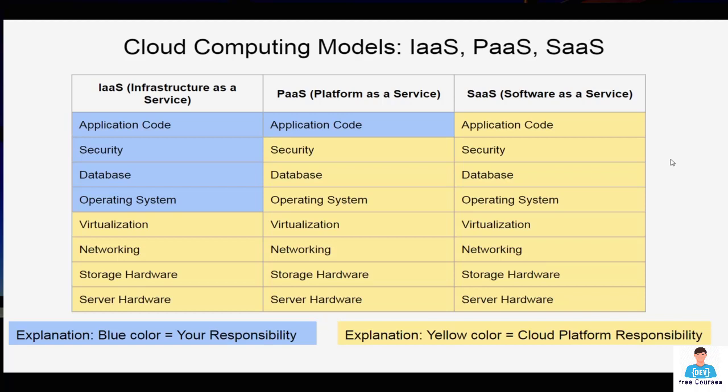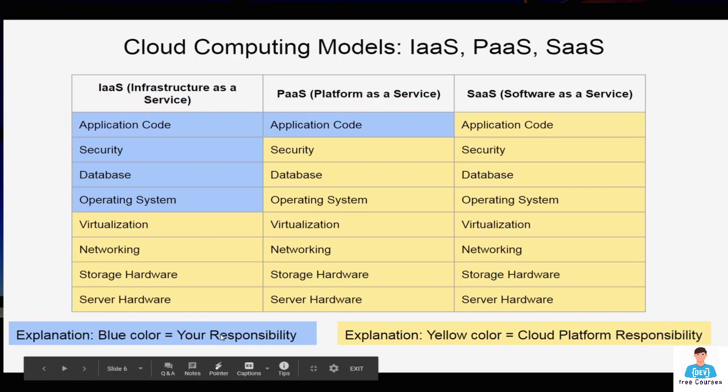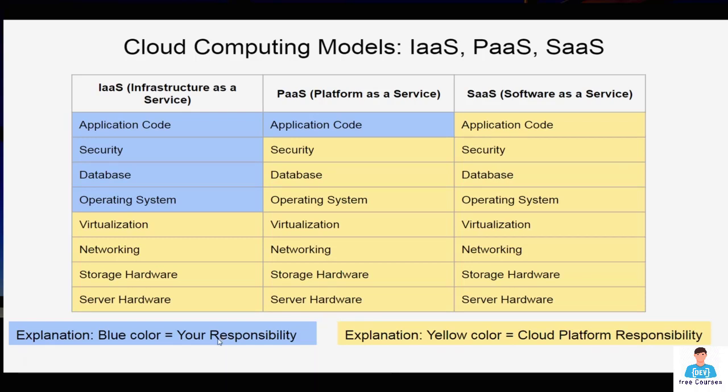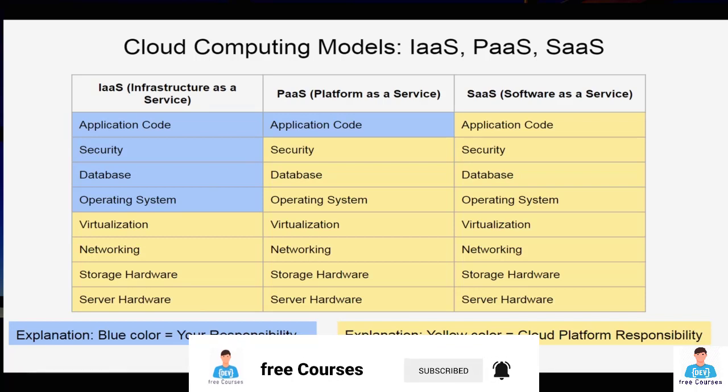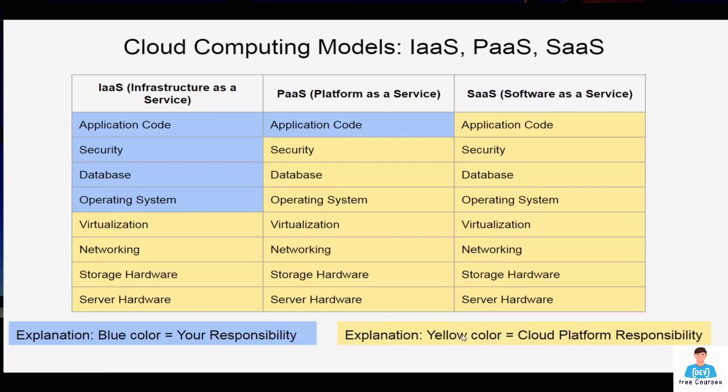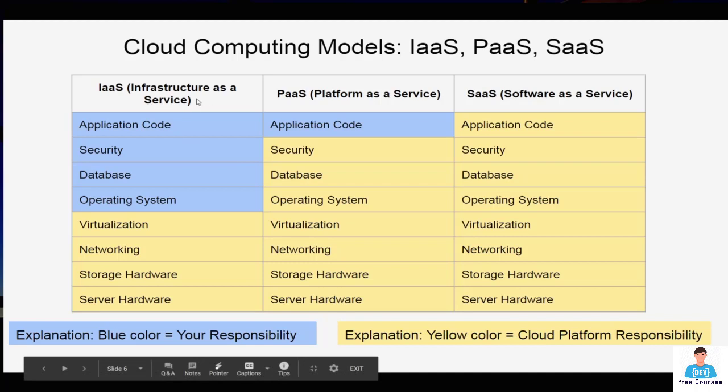Alright, so here there is an explanation of the colors. For instance, if it's in blue color, then it is your responsibility in this table. And if it is in yellow color, then it's a responsibility of the cloud provider. All right. So let's start with infrastructure as a service.